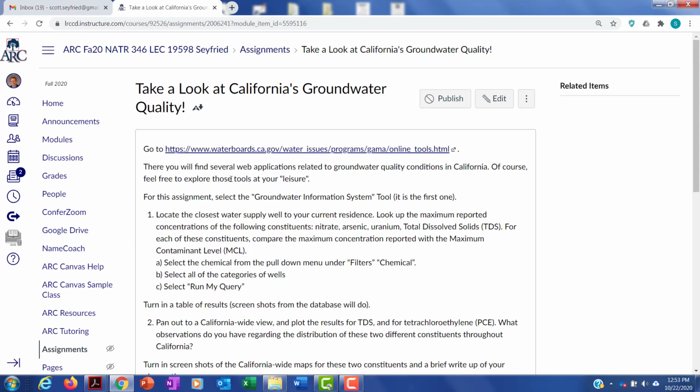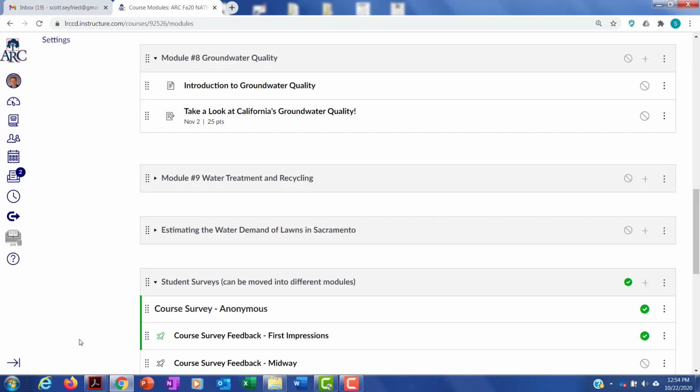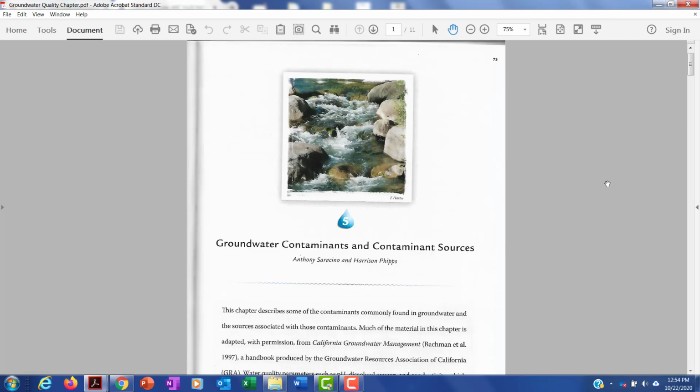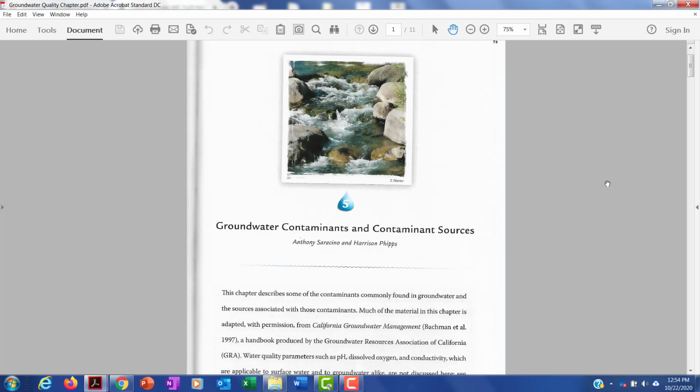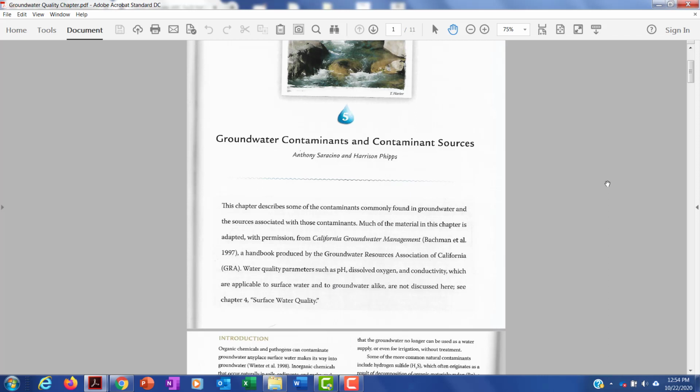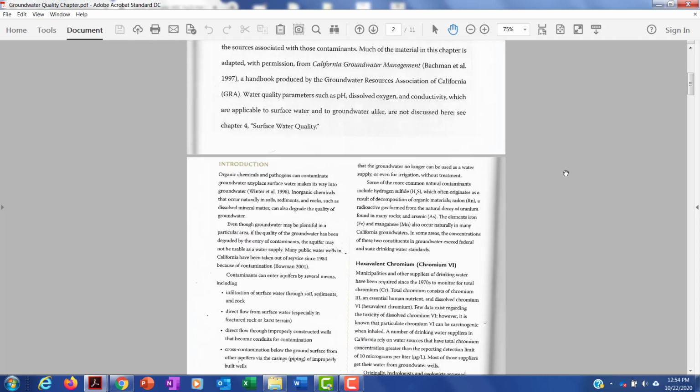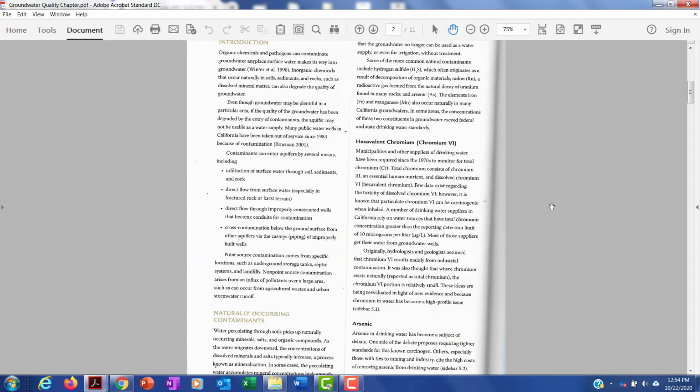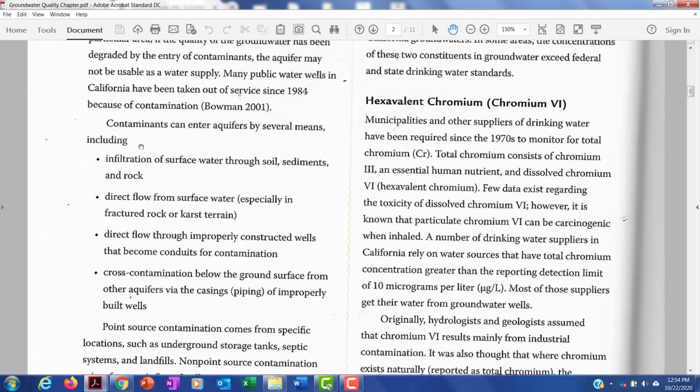But for this talk, I want to stay with the conceptual ideas about groundwater quality and tie it back into the water chemistry talk from a previous module. So first of all, this chapter is pretty short and to the point. That's why I like it. It's just kind of the bottom line about what's going on with California groundwater quality. It talks about the contaminants, the main contaminants, and their sources. And here, right off the bat on the first page, is a nice listing of the ways that contaminants can get into aquifers.